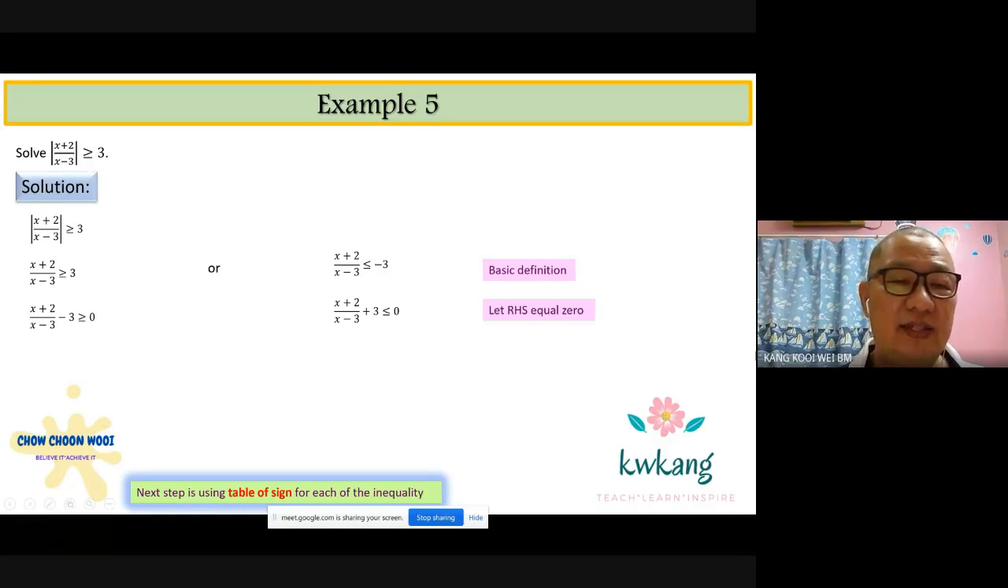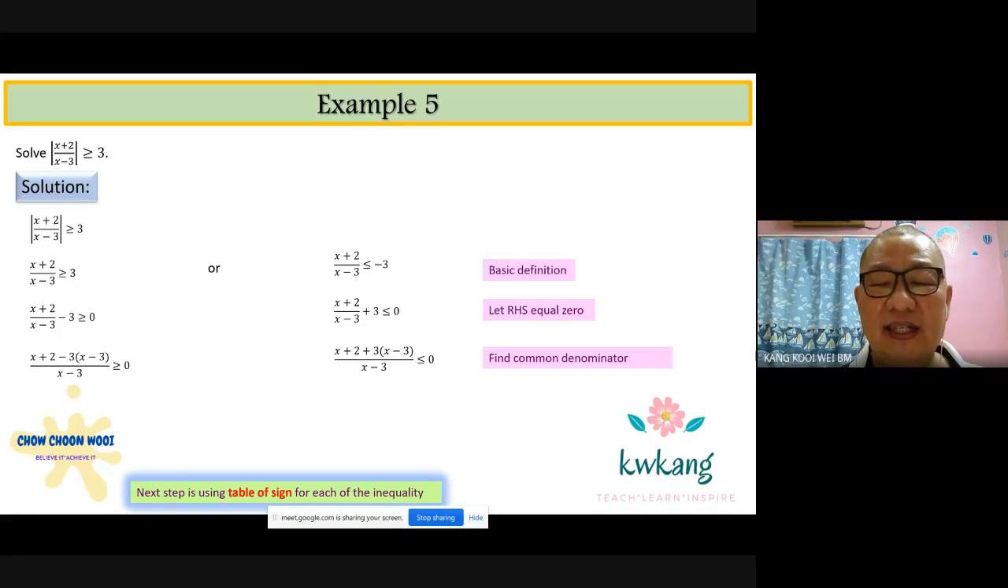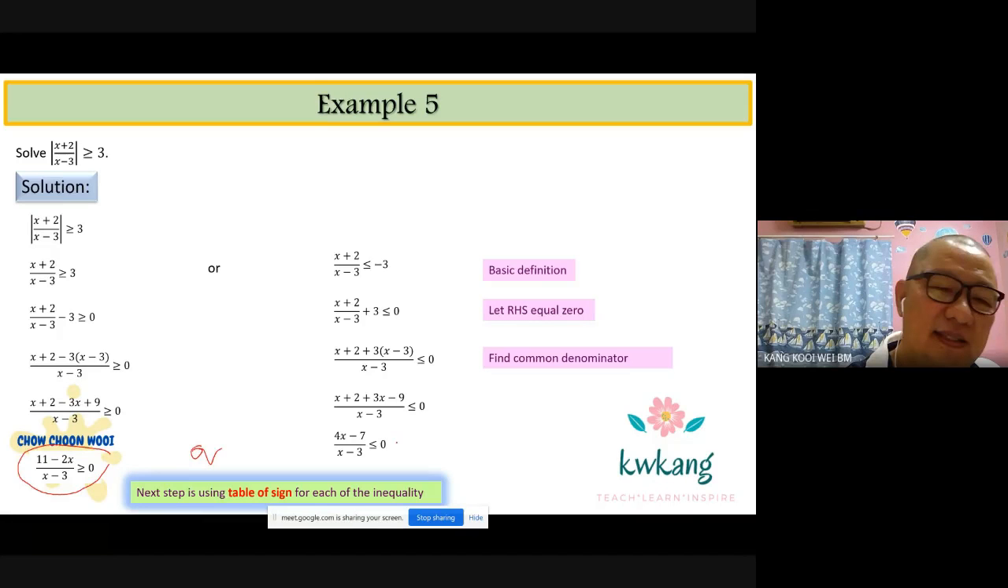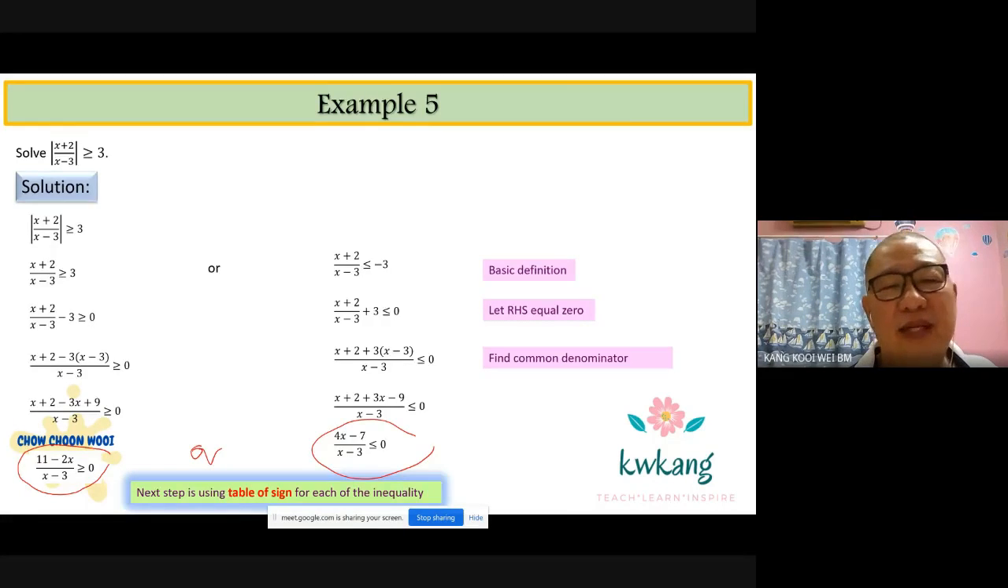Okay. Then the next one, we try to rationalize the denominator. Okay, we need to find the common denominator. Then we need to simplify. Okay, adakah kamu dapat setakat ini? Setakat ini, adakah kamu dapat? Belum. Dapat. Okay, good. Dah dapat. So this one, the first part or the second part. Right now, the first part or second part.